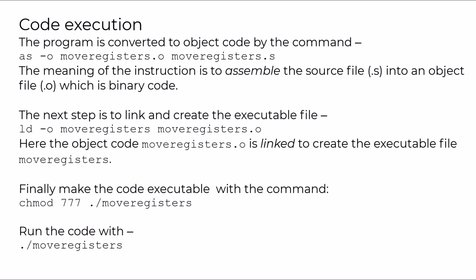And then finally we make the code executable. So you may need to change the permissions, and you can do this by simply doing chmod 777, followed by the name of the executable file. And then we run the code with ./moveregisters.